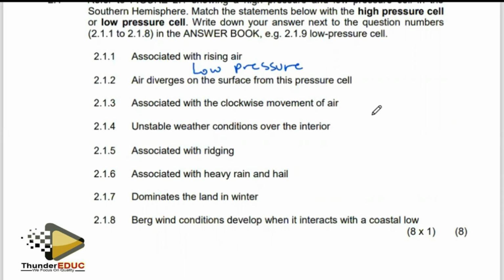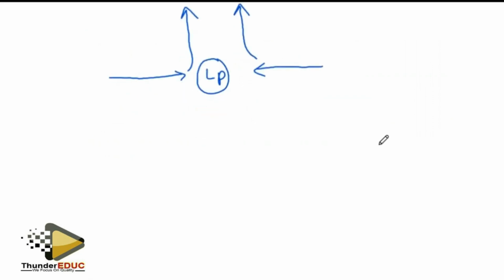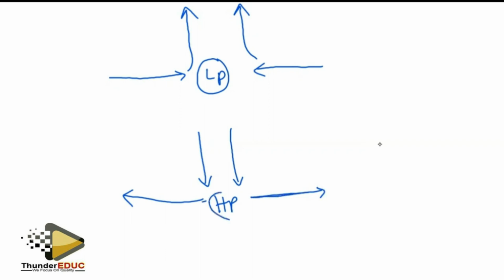2.1.2 says air diverges on the surface from this pressure cell. Air diverges. So we go back and we show air diverges on the surface. Now let us try to demonstrate here a high pressure cell first. In a high pressure cell, air subsides or descends. After descending, then it's going to diverge, because to diverge is when air moves away. So air subsides, then diverges.